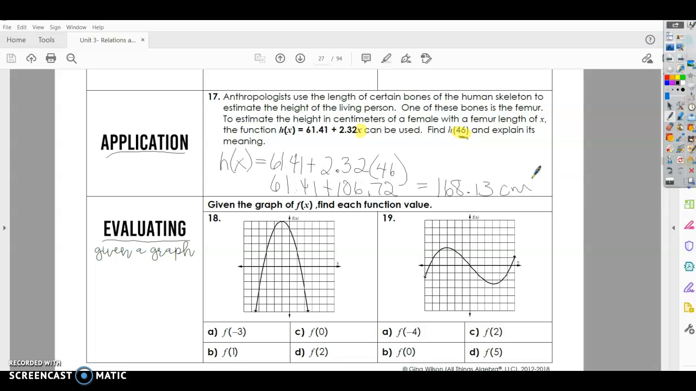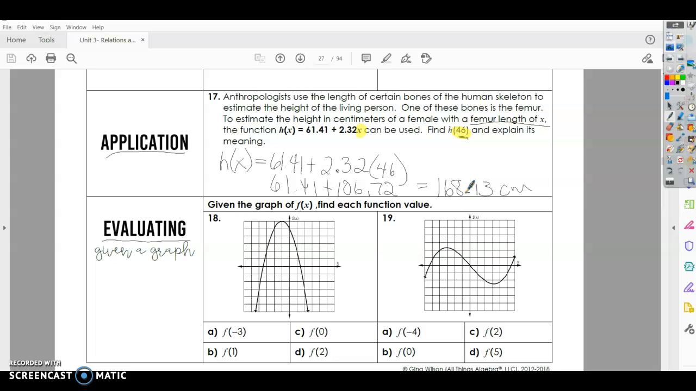So to estimate the height in centimeters, okay, so this would be centimeters of a female. If you have a female whose femur bone is 46 centimeters, she is about 168.13 centimeters tall.